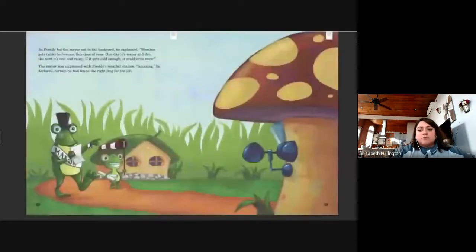As Freddie led the mayor out to the backyard, he explained, "Weather gets tricky to forecast this time of year. One day it's warm and dry, the next day it's cool and rainy. If it gets cold enough, it could even snow." The mayor was impressed with Freddie's weather station. "Amazing," he declared, certain he had found the right frog for the job.